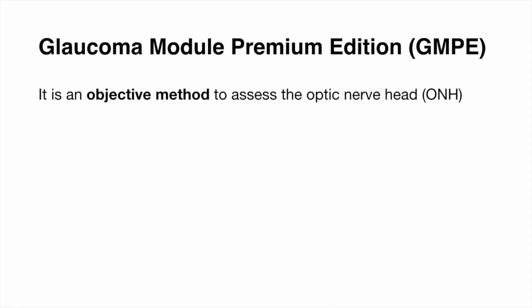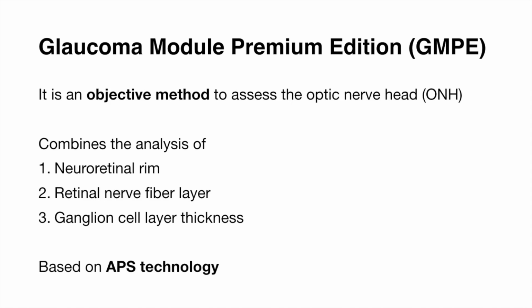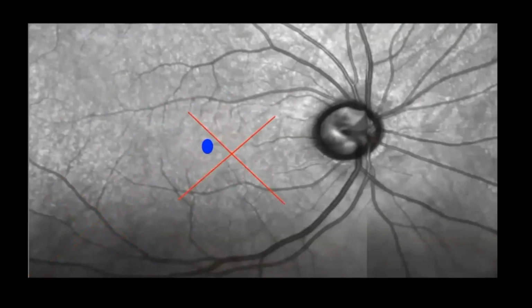Glaucoma Module Premium Edition is an objective method to assess the optic nerve width. It combines the analysis of neuroretinal rim, retinal nerve fiber layer, and ganglion cell layer thickness. It is based on anatomic positioning system technology. APS technology is a navigation system like GPS.